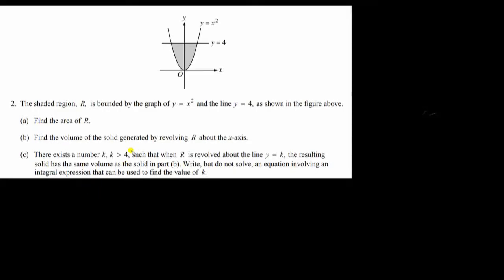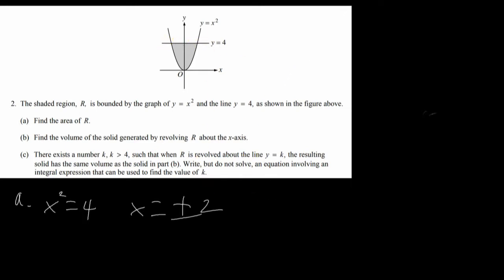Okay, so question 2, we have this shaded region R, which is this gray part, bounded by y equals x squared and y equals 4. So in part A, we're asked to find the area of R. Okay, so this is going to be a pretty simple question. So first we've got to find the intersection points, the x coordinates of those two values. So we're going to do it by setting x squared equal to 4 and finding that x is equal to plus or minus 2. So the bounds are going to be negative 2 and 2.